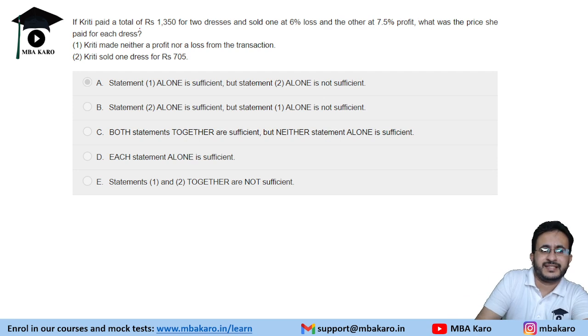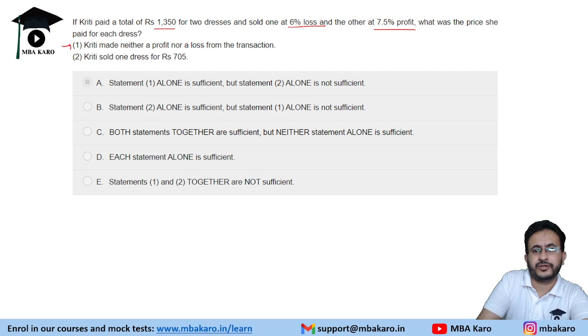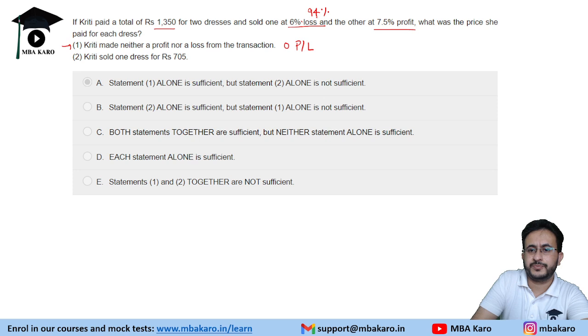Now it says that she paid 1350 for two dresses and sold one at 6% loss, another at 7.5% profit. The first statement says she made neither a profit nor a loss, so there is zero profit or loss. One she is selling at 6% loss, that means 94% of cost price, and the other is 107.5% of cost price. So 94, 107.5, and zero profit or loss means she is selling at 100%.